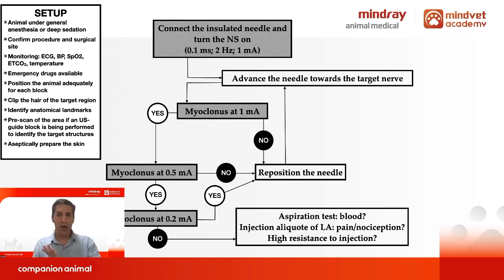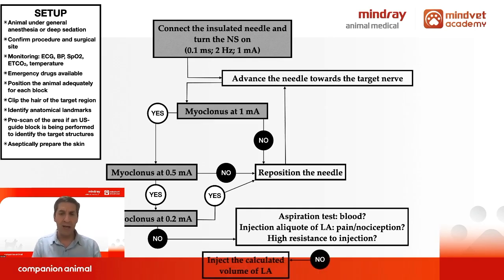resistance. So, no injection if blood appears in the hub of the needle, no injection if there is some painful reaction during the injection, no injection if you need to use force. That means if you perceive resistance to the injection. If everything is okay, we make the injection of the calculated volume.